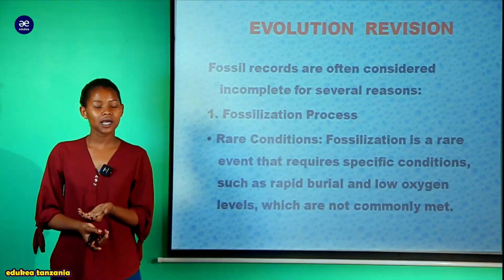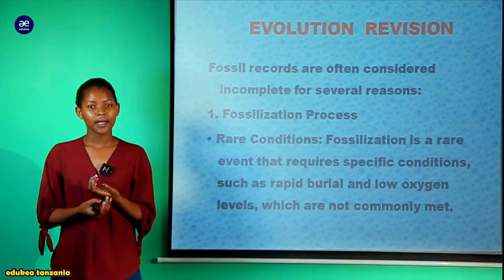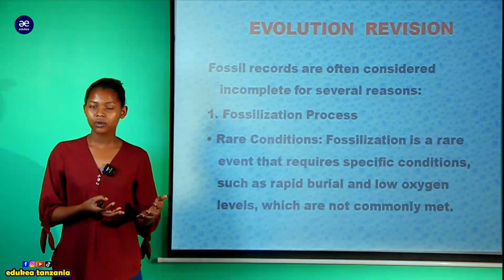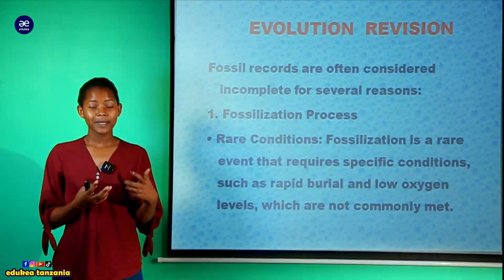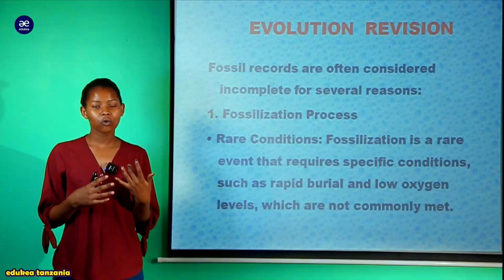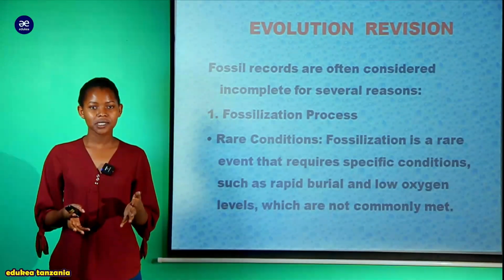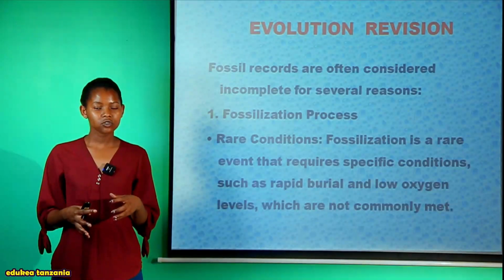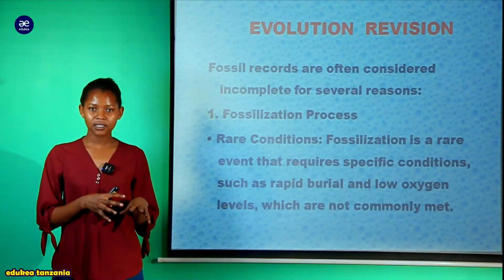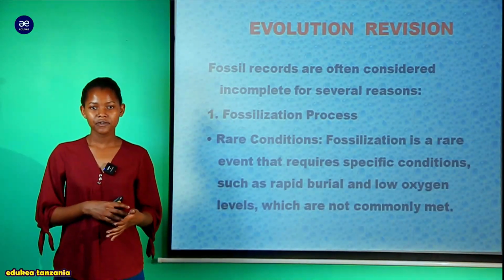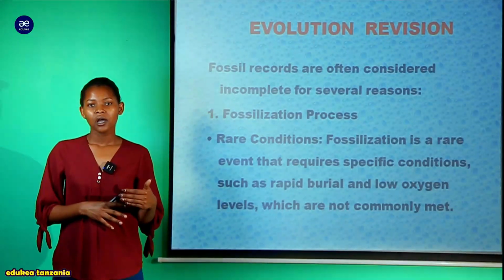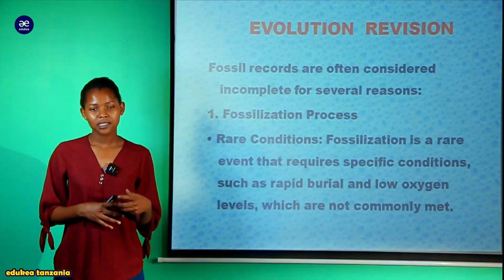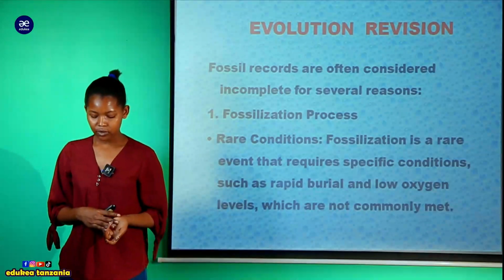For instance, organism anaweza akafa hapo, akaachwa hapo hapo. For instance, tuseme labda in the parks, kwenye mbuga, labda simba kafa, hawezi kupatwa mtu wa kumbari, wa kumzika, na then aweze kukosa oxygen ili aoze, tubaki na zile hard parts of that animal. That is the first problem ambayo inaifanya the fossil records kuwa incomplete as an evidence of evolution.